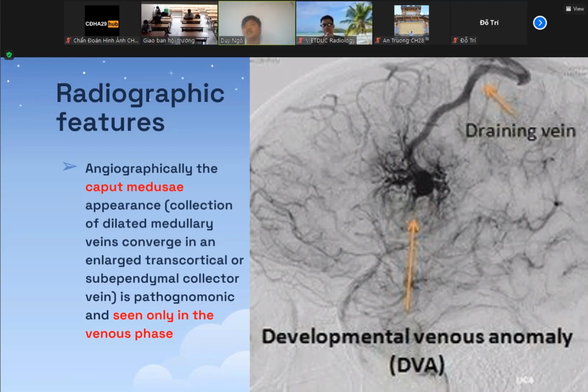So that kind of feature can help us to distinguish it from other kinds of vascular malformation like AVM or AVF, because in those there is shunting between the arterial and the venous systems. So this kind of thing will have early venous draining and can be seen in the arterial phase, but DVI can only be seen in the venous phase. Keep it in the back of your mind, because we're going to talk about some specific types of DVI in the next section.